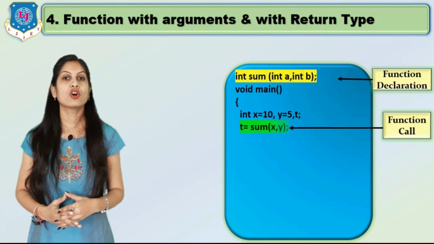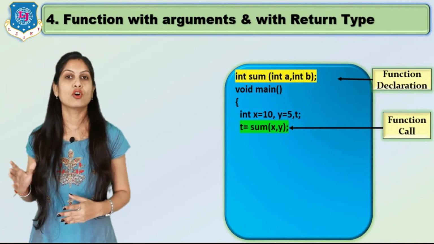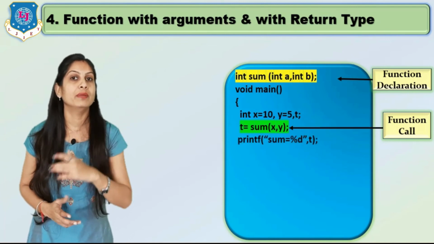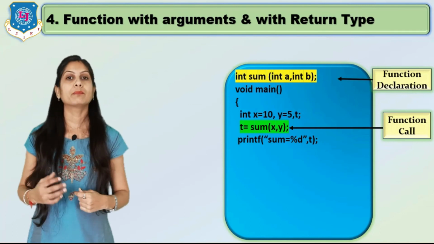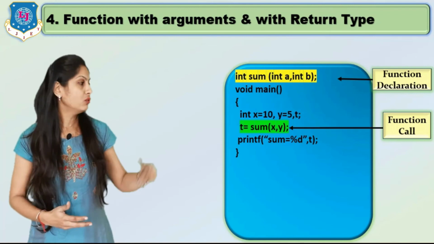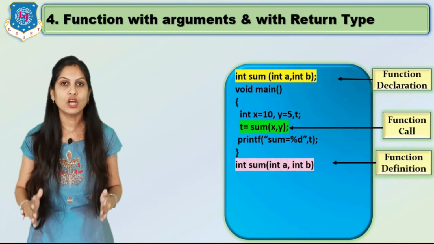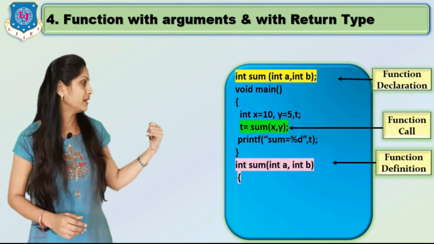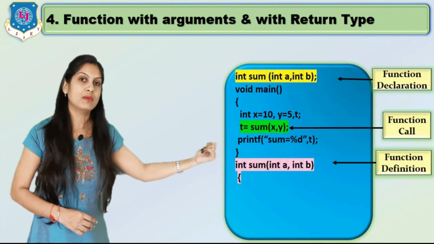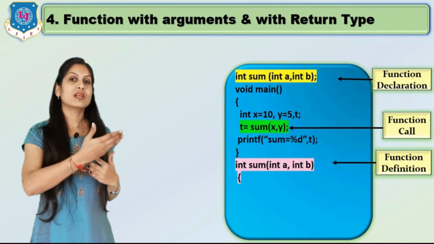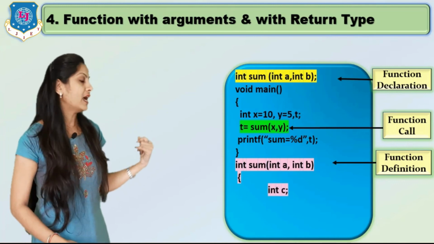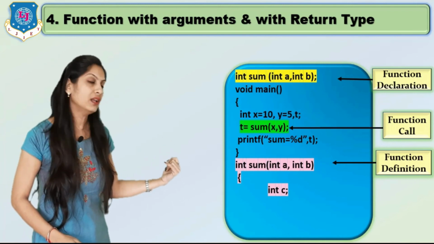And then the function is called like t equals sum x comma y, and then the function's value that is stored in t will be printed. So the message is just like printf sum equals %d comma value of t. Now move to the function definition. The same logic is there, the only change is the return type is integer, function name sum and 2 parameters integer a comma b. The meaning is the same. Here the x value will be copied in a and the y value will be copied in b, and then the addition of these 2 will be stored in variable c.